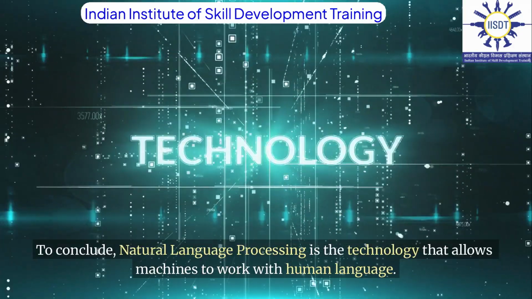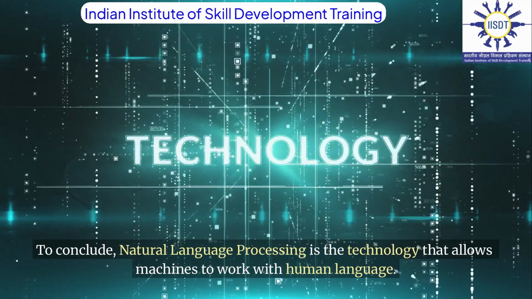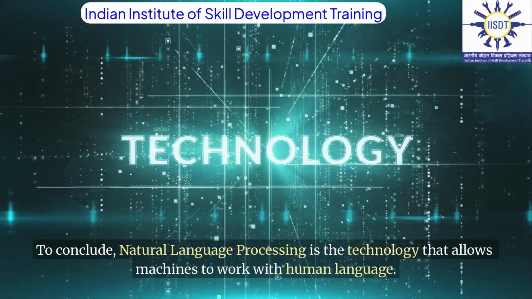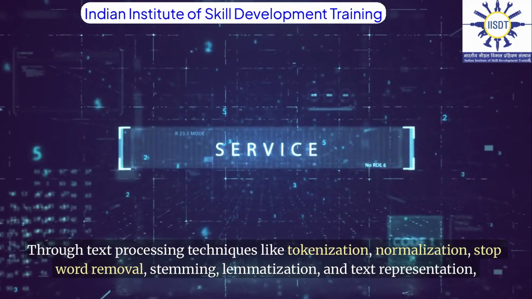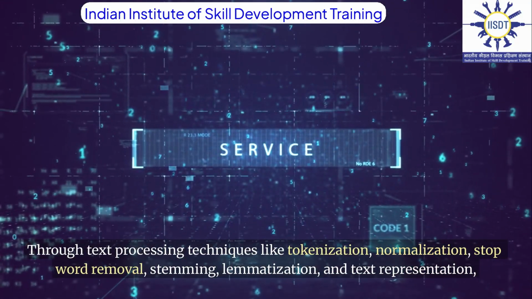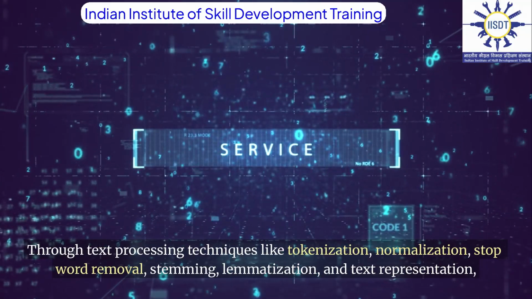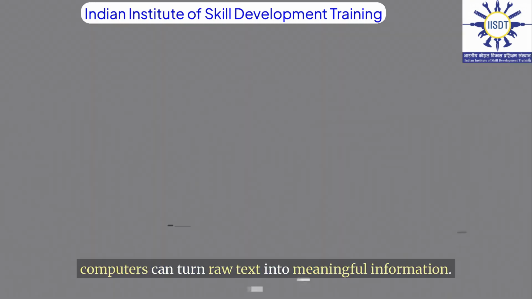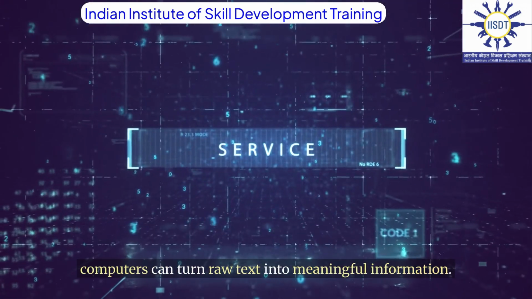To conclude, natural language processing is the technology that allows machines to work with human language. Through text processing techniques like tokenization, normalization, stop word removal, stemming, lemmatization, and text representation, computers can turn raw text into meaningful information.